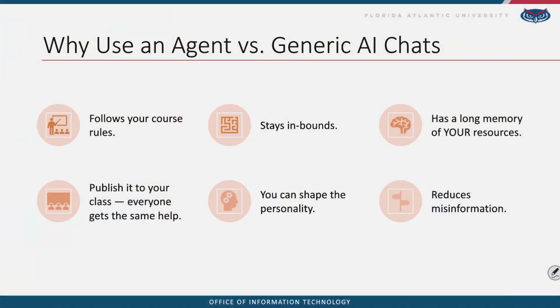You could publish it to your class in Canvas, or you could put a link to it. You could share it in various places and everyone could use it. It has a personality, so you could say, hey, be a very strict teacher when you answer, or be like a very helpful tutor. You could gauge how you want that to be. And it helps reduce misinformation, because if you keep using this AI agent, you will always get consistent answers, and they have a right place to go because it's using your content.